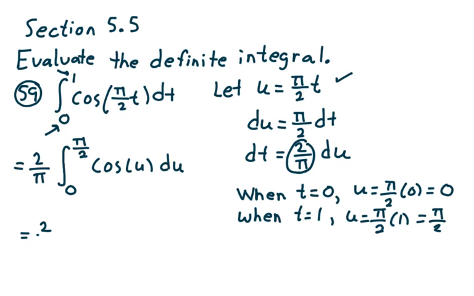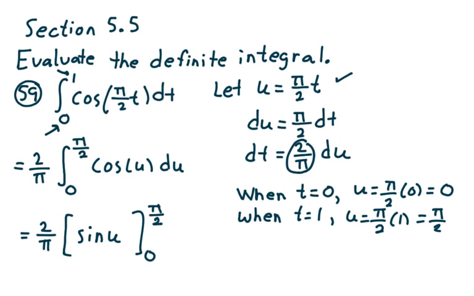But this is 2 over pi times. Now, the antiderivative of cosine u is sine u. That's the function whose derivative is cosine u. That's one of many, right? But we just need an antiderivative of cosine u. Now, I'm going to evaluate from 0 up to pi over 2.